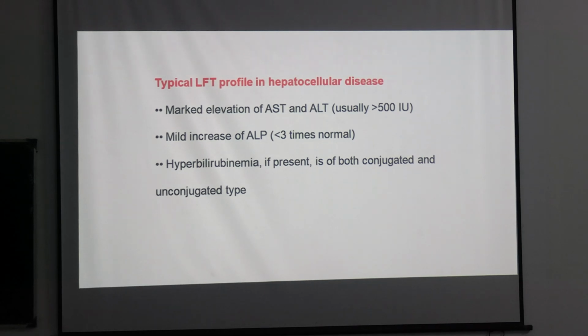ALP. It is occurring in hepatocellular disease. In hepatocellular jaundice, there is marked elevation of AST and ALT, and mild increase of ALP. Hyperbilirubinemia, if present, is both conjugated and unconjugated type in hepatocellular jaundice.